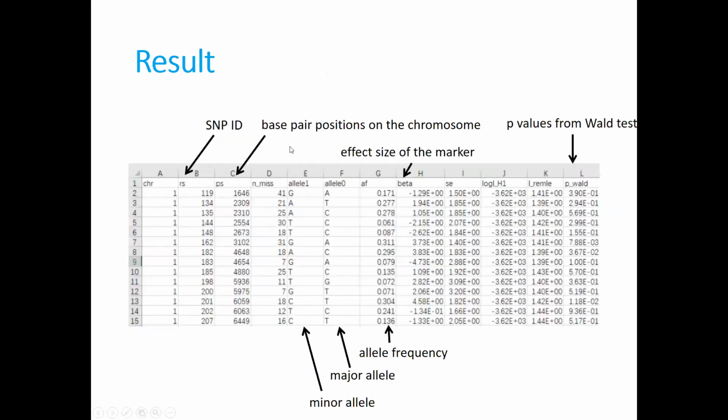This slide shows the sample result file. This one is the SNP ID, and the third column is the base pair position on the chromosome. And this column represents the minor allele, and this one represents the major allele. The AF represents the allele frequency, and this one is the p-value from the Wald test.